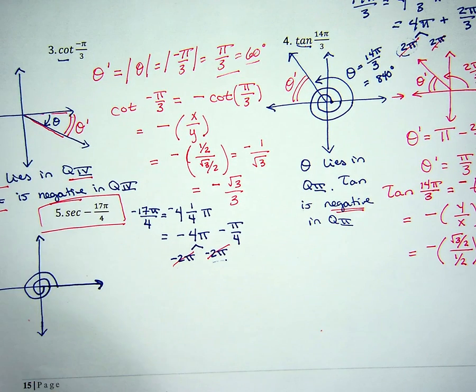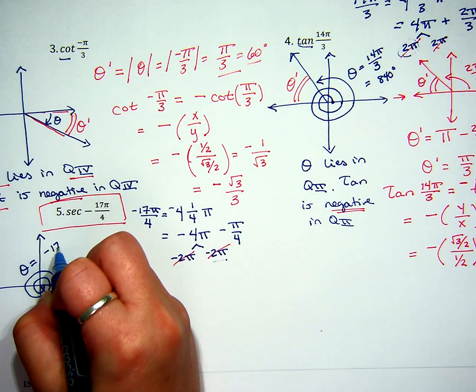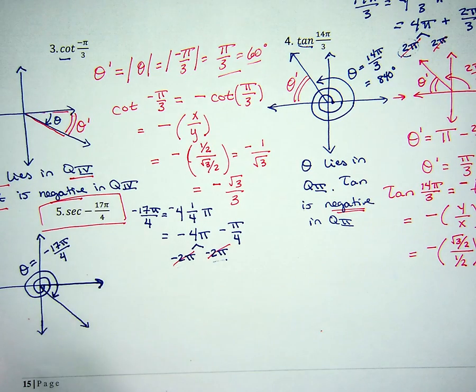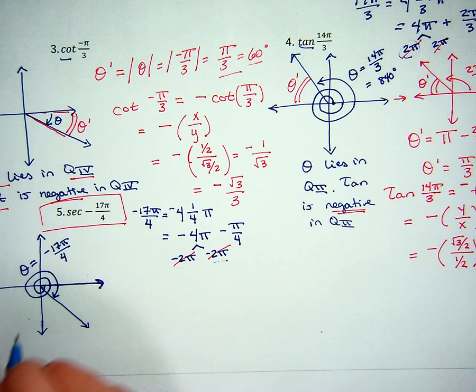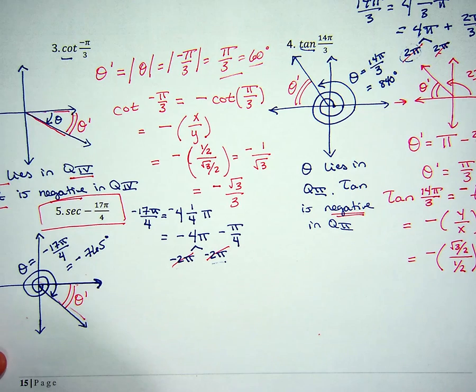And if we can't remember where negative pi over 4 is, that's alright. Use your unit circle. Negative pi over 4 is right here, the second tick mark in the 4th quadrant. So here is our theta, negative 17 pi over 4. We can always change this to be degrees if you like. That's negative 765 degrees. Using your conversion factors, you can convert that. Now let's find our reference angle. Our reference angle is from the terminal side of our angle to the x-axis. So here we have our reference angle, theta prime.